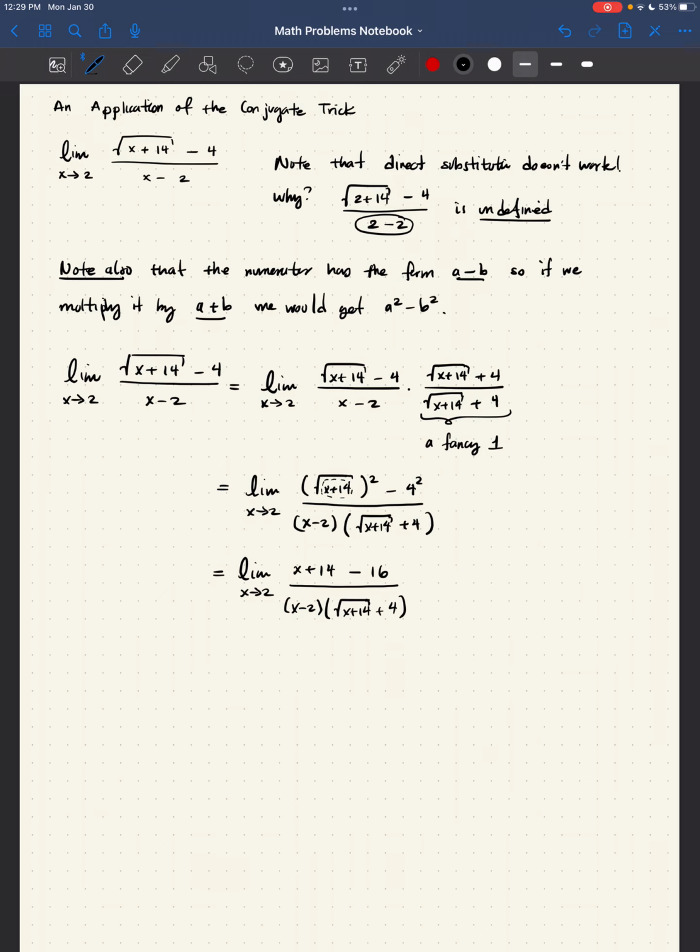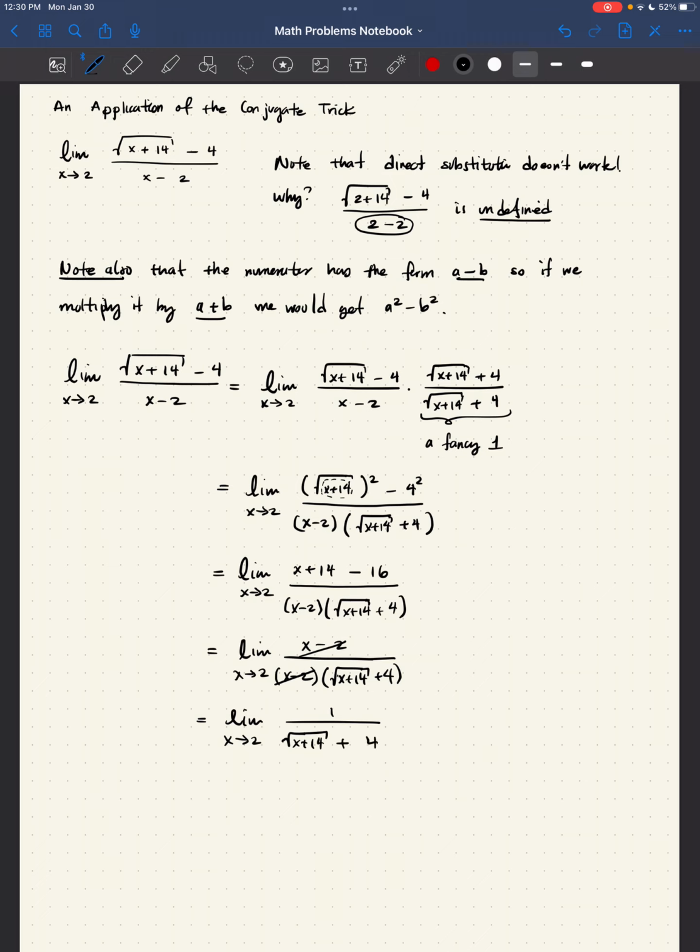Okay, look. But what is this? What is x plus 14 minus 16? Well, that is x minus 2. So this is the limit as x tends to 2 of x minus 2 over x minus 2 times the square root of x plus 14 plus 4. Okay, now, but look, since we are very close to 2, but never equal to 2, we are able to do this cancellation. So we have the limit as x tends to 2 of 1 over the square root of x plus 14 plus 4.